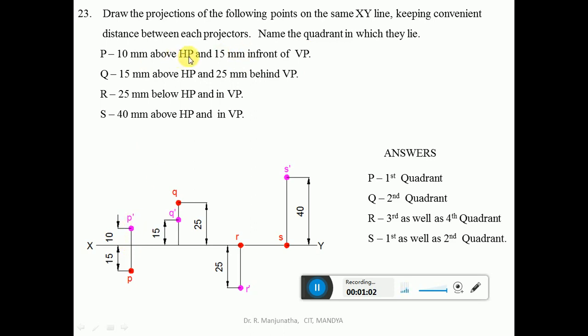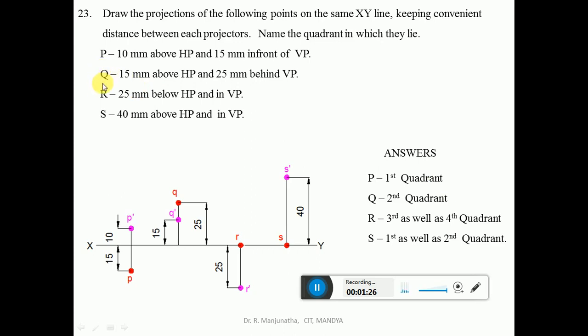Since it is above HP, the front view, it will be P dash, and in front of VP will always be below XY line. So that is the top view. From here you measure 15 mm in front of VP and mark this point, which will be small p, and this dimension is 15 mm. So the point capital P lies in first quadrant.